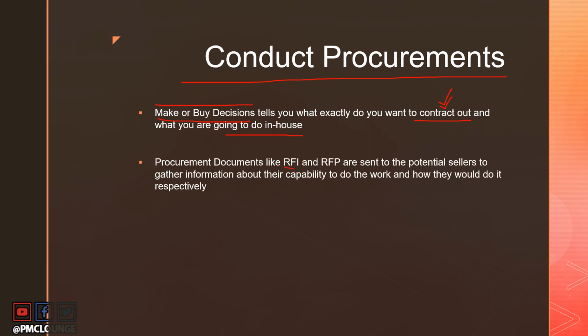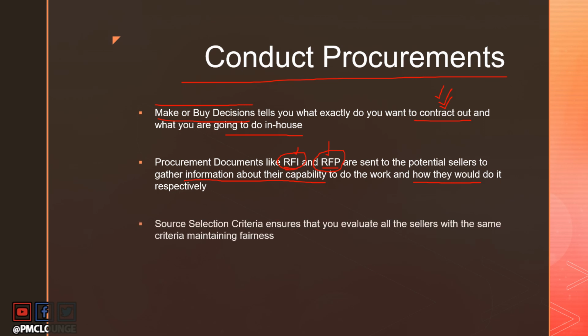Procurement documents like RFI and RFP, request for information and request for proposal, are also sent out to the potential sellers. This helps in gathering information about their capability to do the work and also how they would do it. How are they going to accomplish the work that you are planning to contract out? That comes in as part of the RFP, while the information about the capability of the sellers, the contractors, comes in as a response to the RFI.